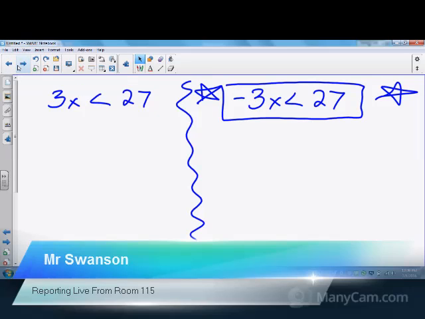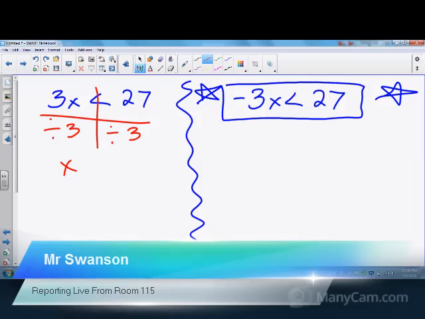Now, these are the tricky ones. You've got to be careful. There's a big difference between this and this just by the negative sign. So once again, we solve this the same way. They're multiplying, so I'm going to divide both sides by 3. That gives me X is less than 27 divided by 3, which is 9. Graph this by writing an open circle shaded to the left.